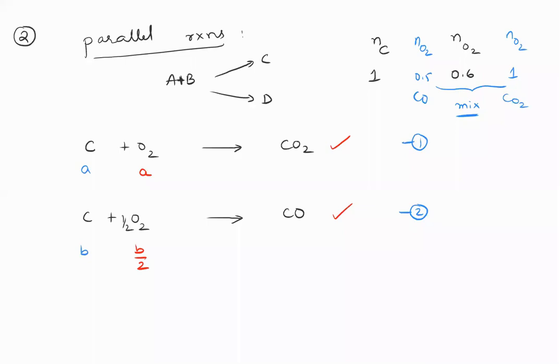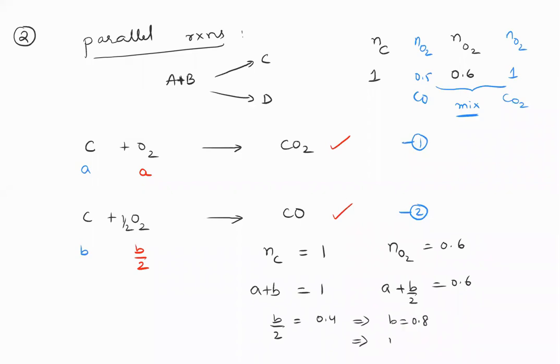Now the equations that I will write: moles of carbon should be used completely. So A plus B should be equal to 1. Similarly, moles of oxygen should also be used completely. So A plus B by 2 should be 0.6. Now solve these two equations. I get B by 2 is equal to 0.4. This implies B is equal to 0.8. This implies A is equal to 0.2.